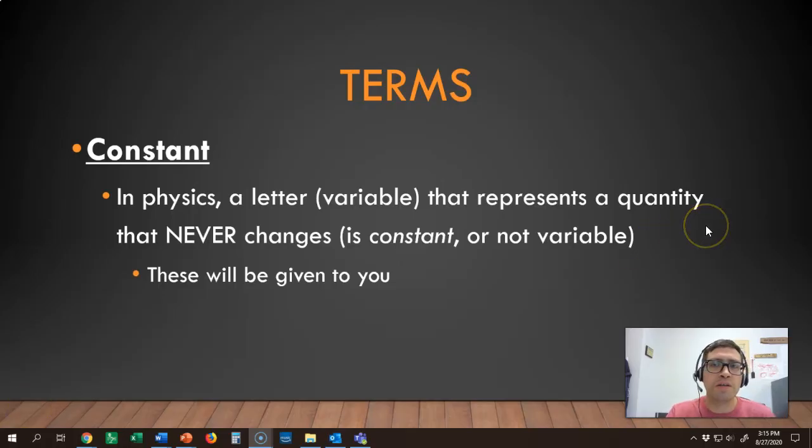The next term here has a little bit less to do with algebra and a lot more about physics. In physics, a constant is a letter, which is a variable again, that represents a quantity that never changes.